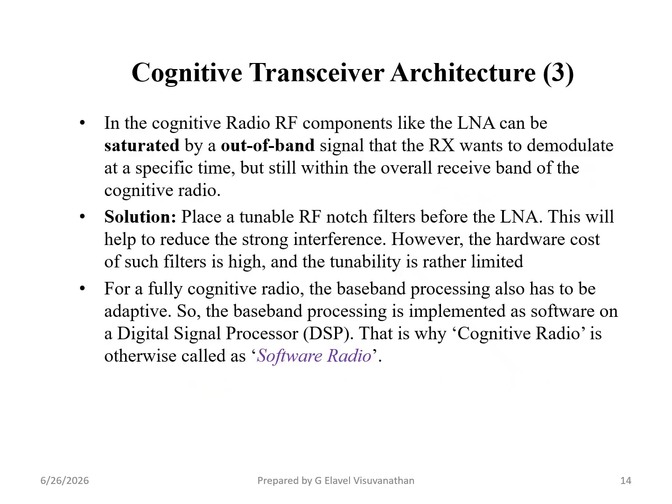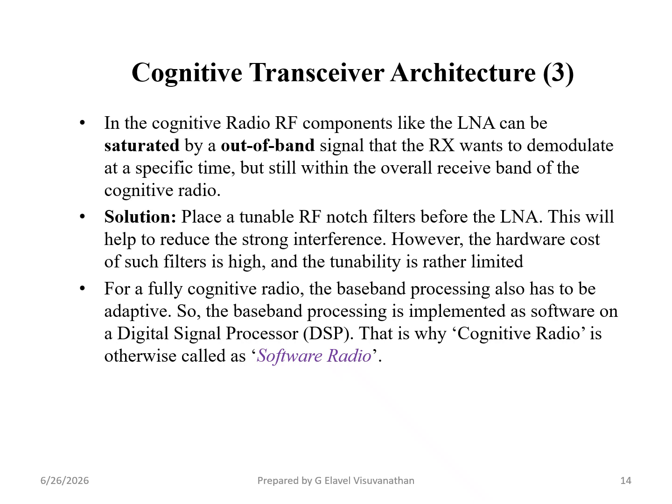So now we are going to talk about cognitive transceiver architecture. In cognitive radio, an RF component like the LNA, low noise amplifier, can be saturated by an out of band signal, while the receiver wants to demodulate a signal at a specific time that is still within the overall receive band of the cognitive radio. So this will be the problem.